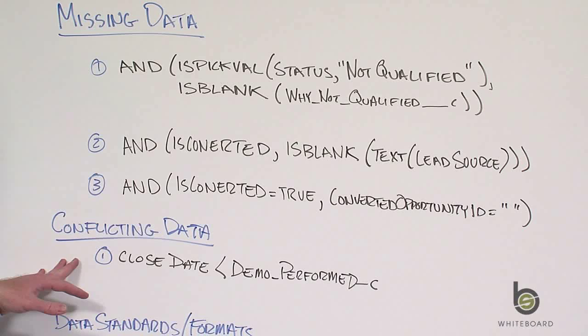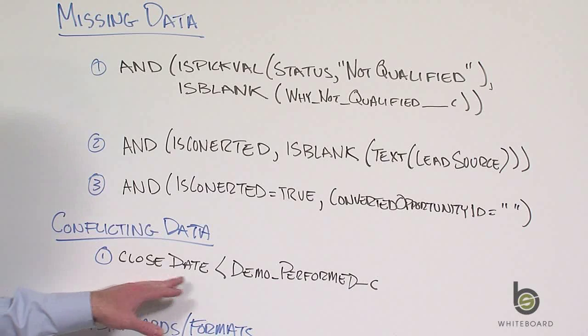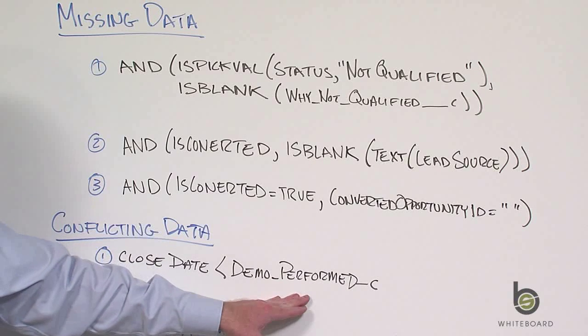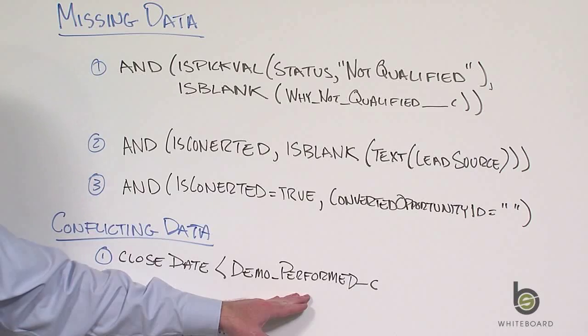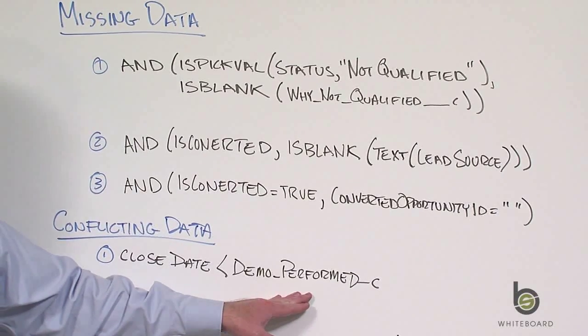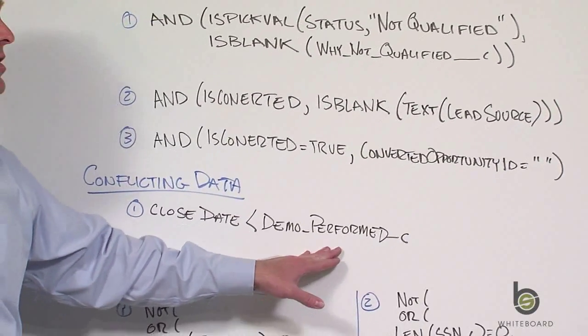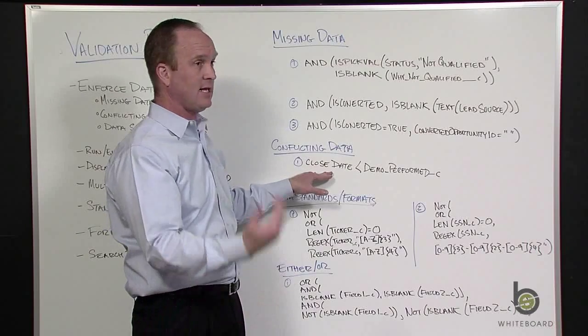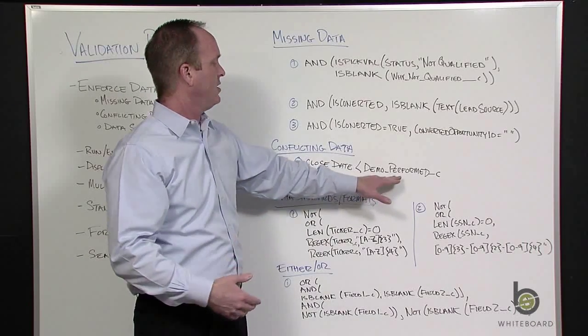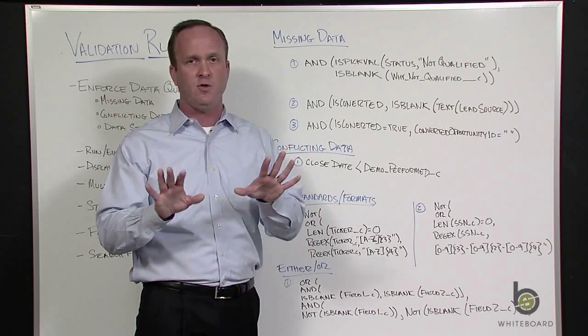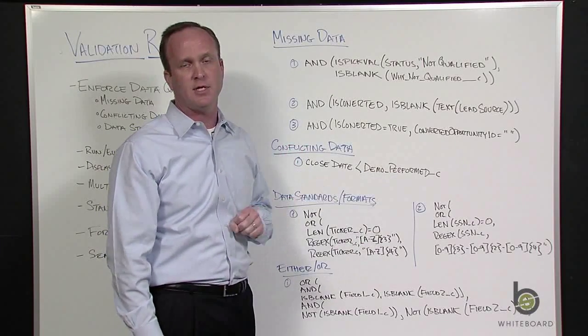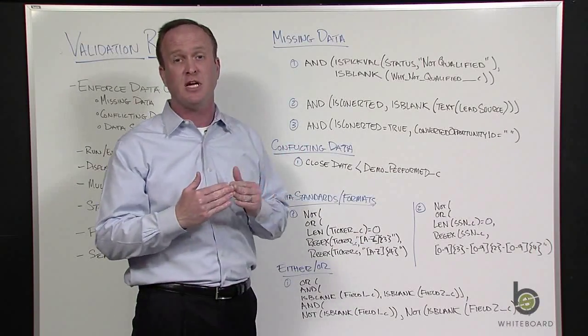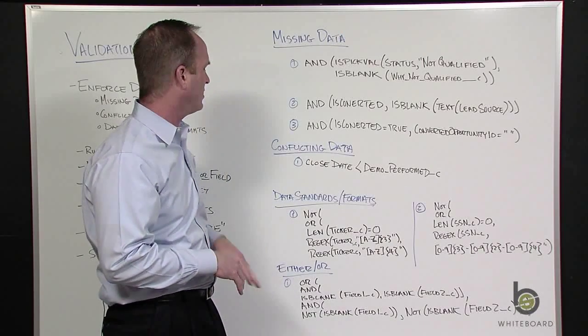So, conflicting data, a real easy use case. If the close date is less than this other date field, which I've just labeled demo performed, the thought is we need to do the demo before we close the sale. So if the close date is earlier than the demo performed, stop the user, because we probably need to go back and update some of this information. So we have conflicting data, and we want to stop the save of the record.